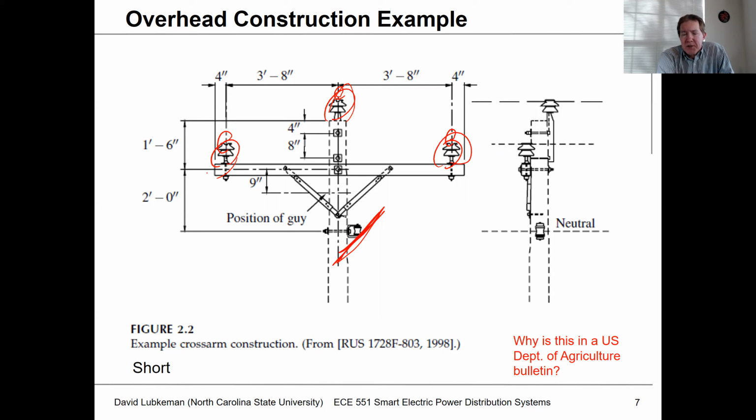is this is from a bulletin that comes from the United States Department of Agriculture. And you might be wondering, well, why would the Department of Agriculture have this type of information? And the reason they have this information is the Department of Agriculture promotes rural electricity in the United States. So a lot of the cooperatives are getting funding or getting assistance from the Department of Agriculture.